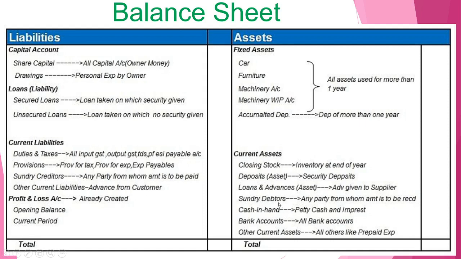Here also, just like sundry creditor, for the person who is our debtor, we are going to give the group as sundry debtor, but the main group is going to be current asset. While selecting the group from the list, we are going to select sundry debtor, but the main group is going to be current asset. Then cash in hand, petty cash, which is already created by Tally. So the current asset is the main group for this cash in hand.